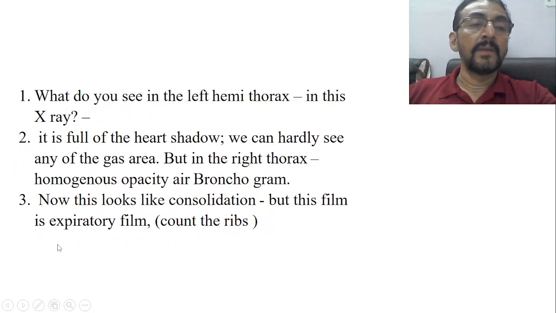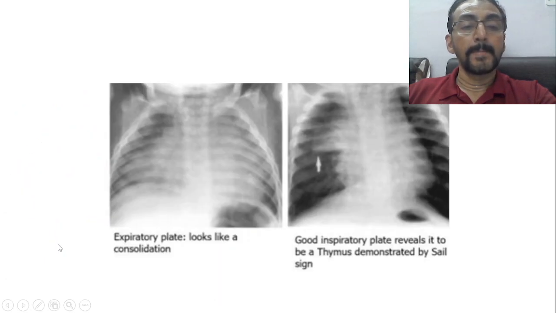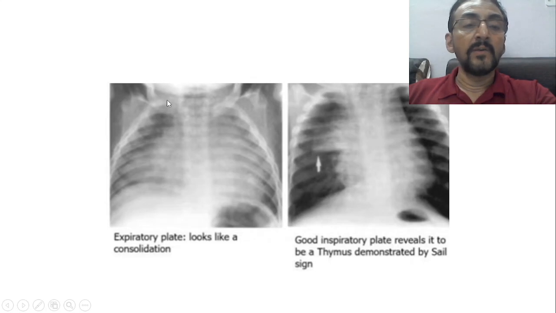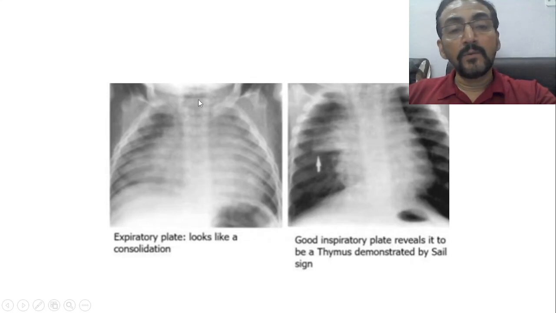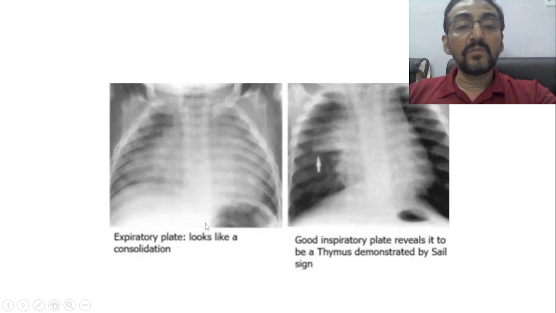If you see this particular film, yes, we are talking about this particular film. If you count the ribs over here, 1, 2, 3, 4, this looks like an overexposed film, isn't it? Now if you look at the spines, even in the lumbar area, you can see the spines. So this is an overexposed film. But this now looks like a consolidation, a totally whitish area here. So it looks like a consolidation.